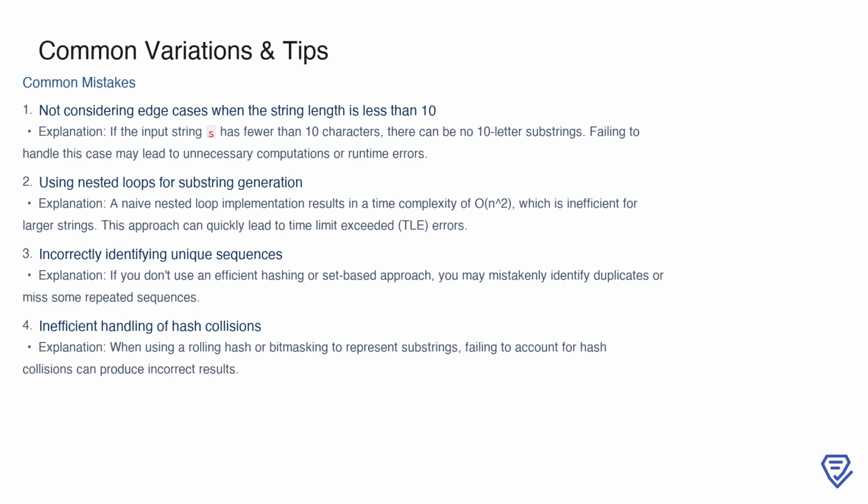Lastly, when using advanced techniques like rolling hash or bit masking, improper handling of hash collisions can lead to incorrect results. It's important to ensure that your method accounts for these collisions to maintain accuracy in detecting repeated sequences.